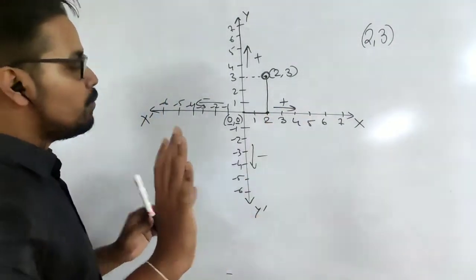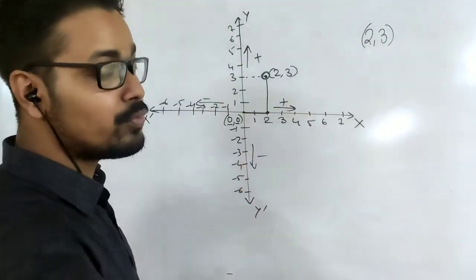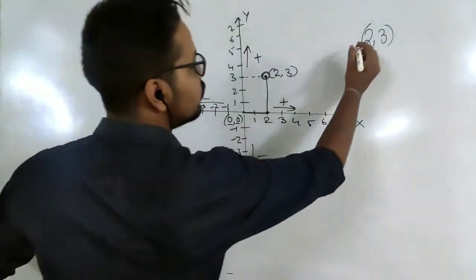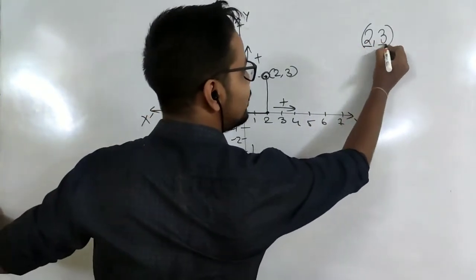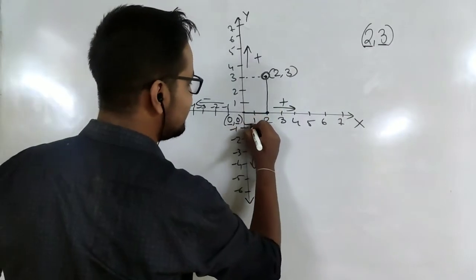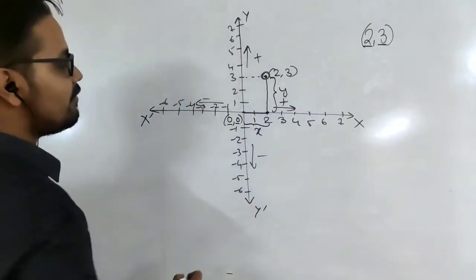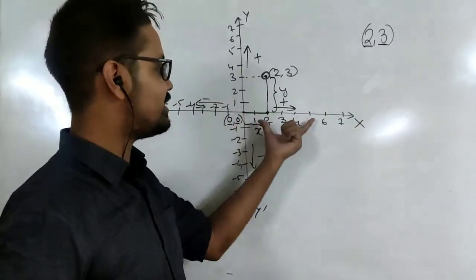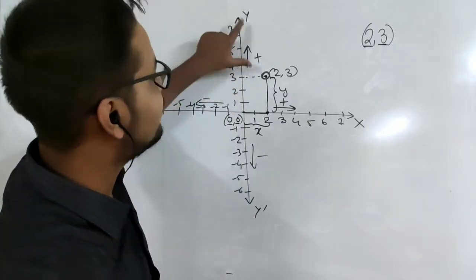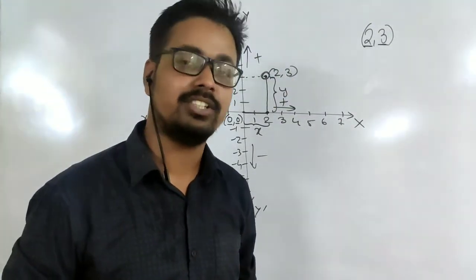I am doing this because I need you to understand this so that I can move to the derivation of the distance formula. This one is the x coordinate, this one is the y coordinate. Whenever we take any distance on this side, it will always be the x coordinate, and whenever we take any distance on this side, it will be the y coordinate. So I hope that's clear. Now let's move into the distance formula.